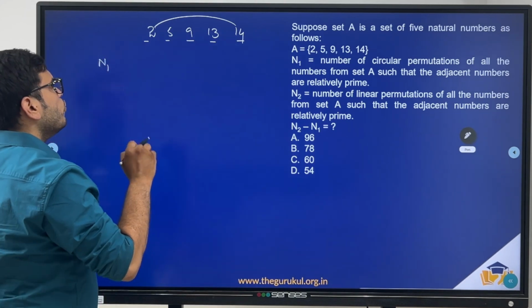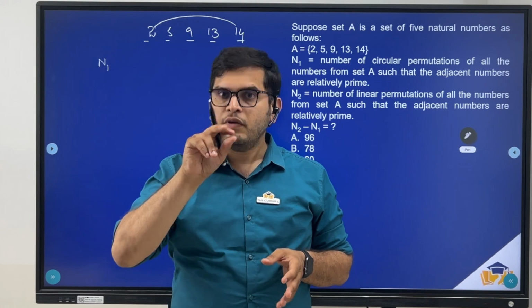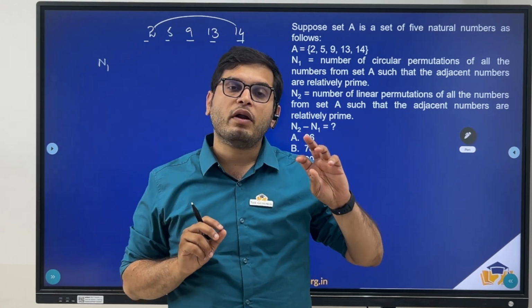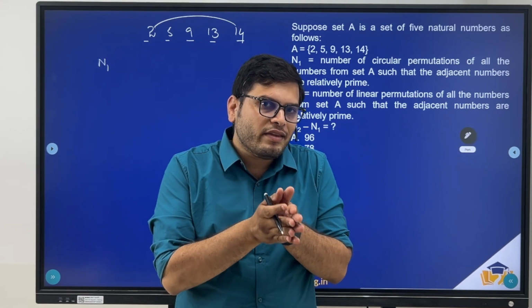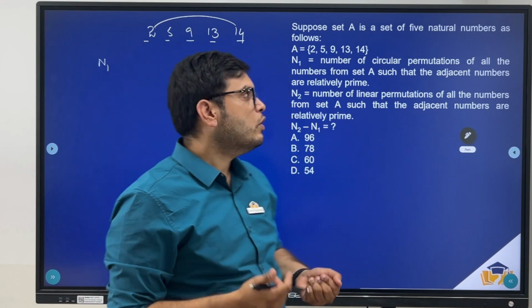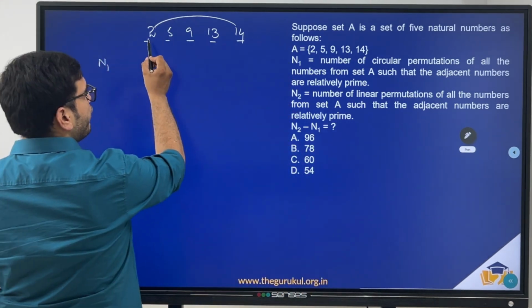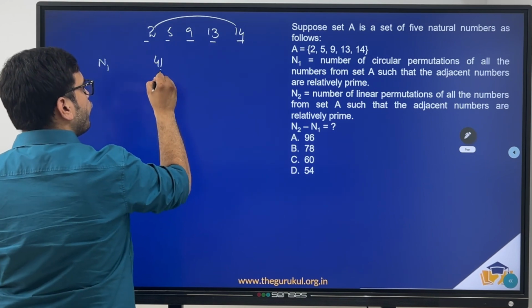So to find the value of n1, I'll find the total number of ways and subtract the number of ways in which 2 and 14 are together, right? So that will give us the number of cases in which 2 and 14 are not together very easily. So what are the total number of ways? 1, 2, 3, 4, 5. You have 5 items around a circular table, 4 factorial.